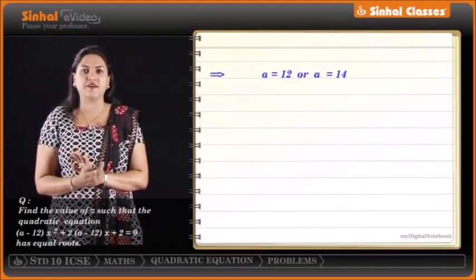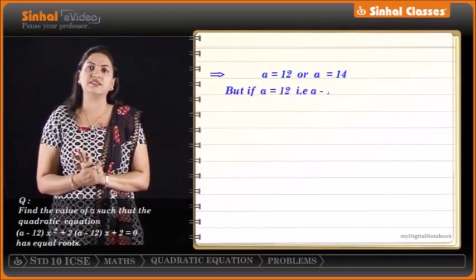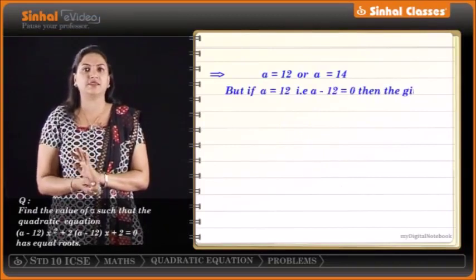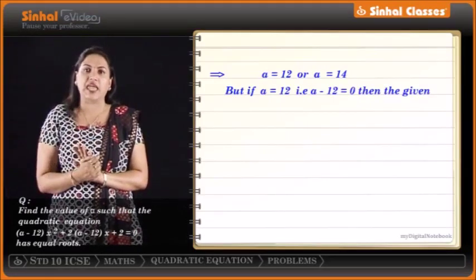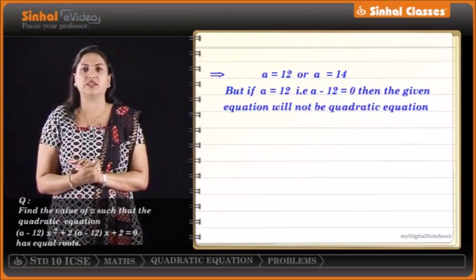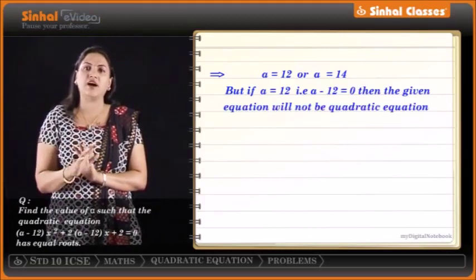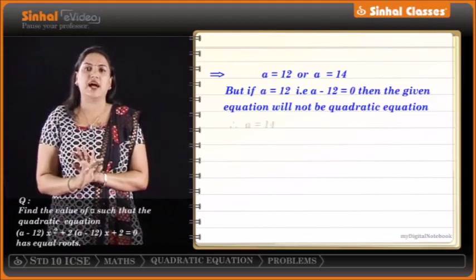But if alpha is equal to 12, that is alpha minus 12 is 0, then in that case our quadratic equation, the first term a will be 0. So it won't be a quadratic equation anymore. So alpha is equal to 12 is not possible. That is, alpha is 14.